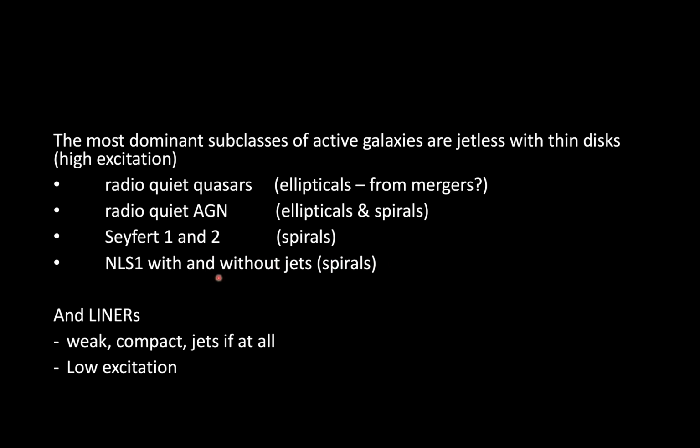And then there are the objects that don't have high excitation or thin disks, and they tend to be modeled as puffed up structures. These may even have jets, but if they have them, they're kind of weak and compact, and they might be sort of late state evolution. These are found, I think, both in ellipticals as well as in spirals, and all of this needs to be explained. And so we'll continue with the observations for a little bit longer.